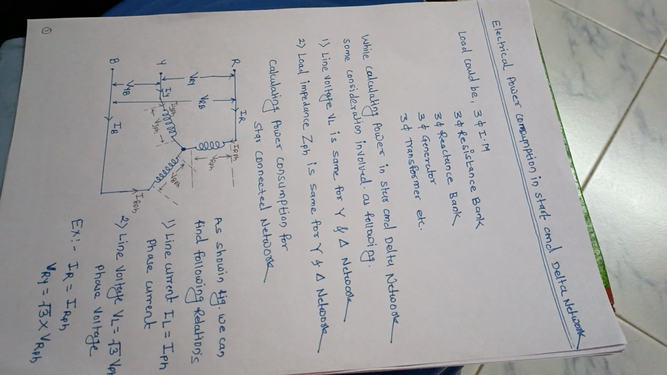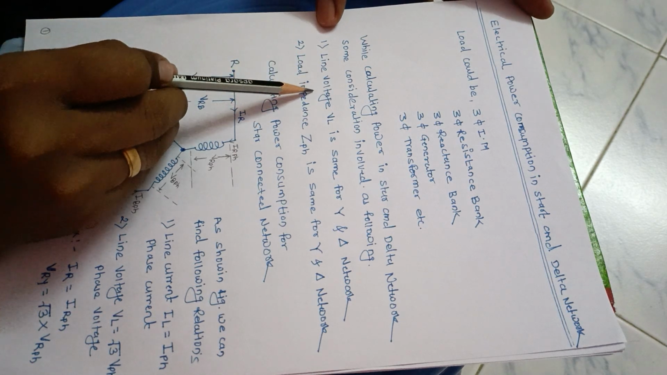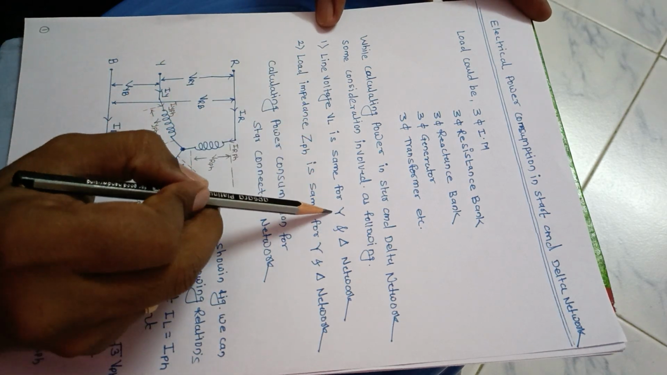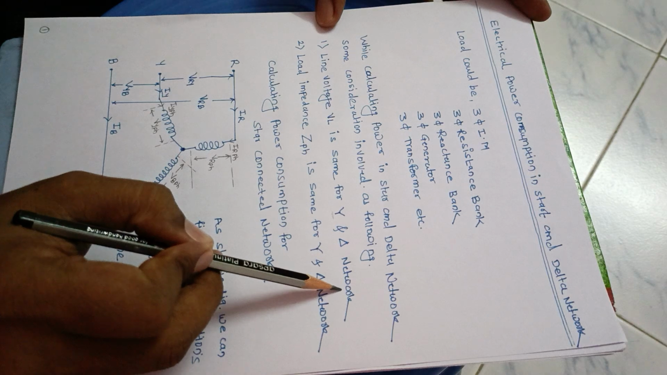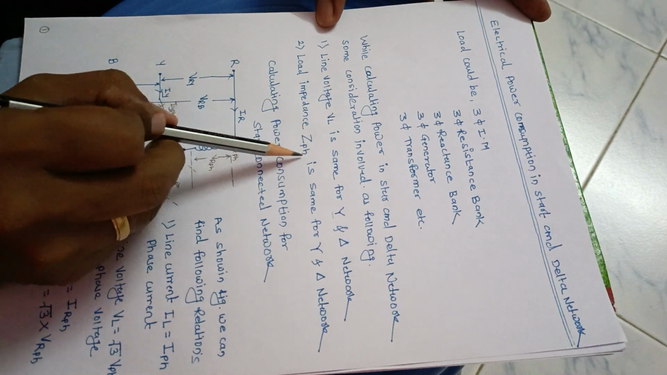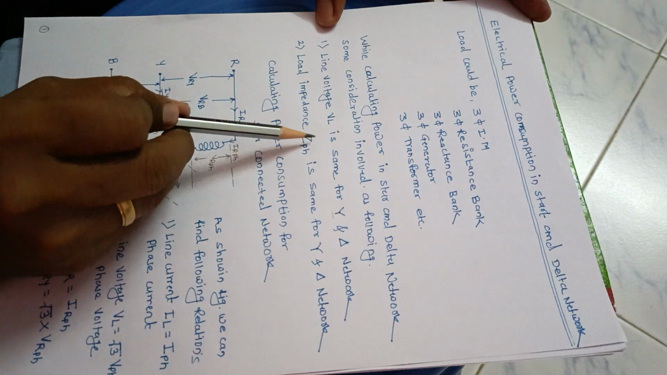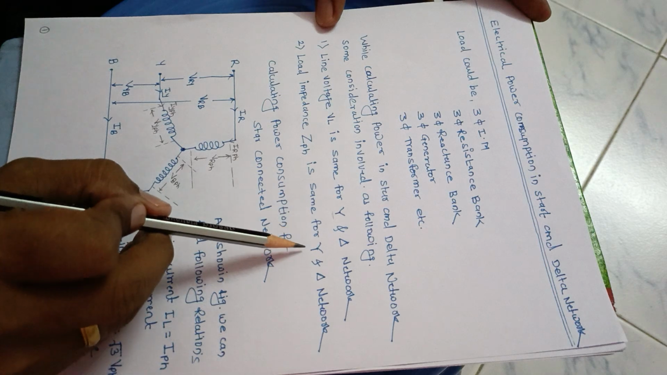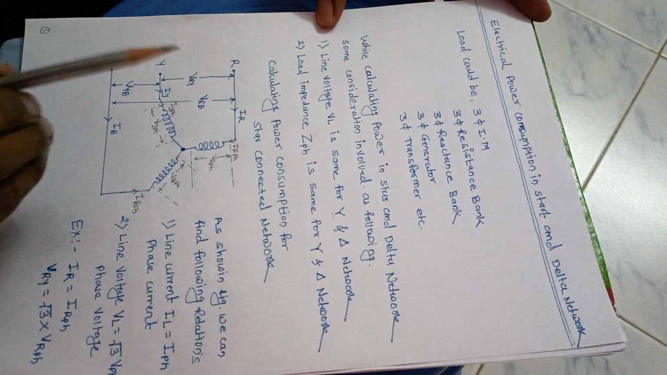Based on that, we see how to calculate the power in a star connected load and in a delta connected load. For this, some considerations need to be taken while calculating the load in both networks. The first consideration is that the line voltage VL is the same for the star connected as well as the delta connected network, and the load impedance ZPH, which combines the resistance and inductance of the load, is the same for the star and delta networks.